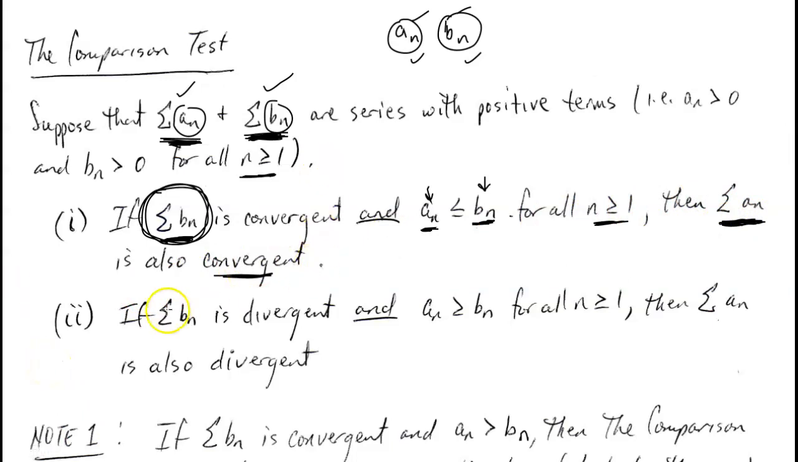Now, if we have a situation where we have a series, and let's say in this case, b sub n is the smaller series.